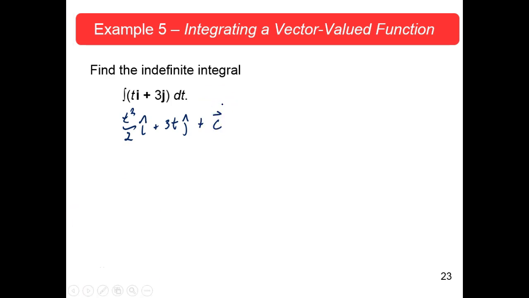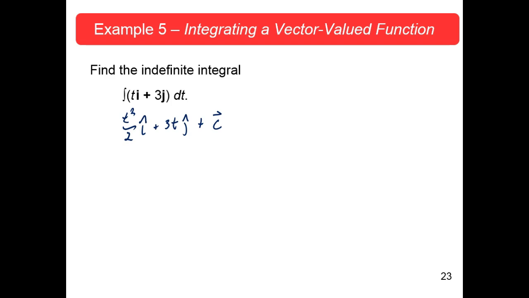And you could say c1 i plus c2 j or something like that, but it's just some constant vector c in 2 dimensions. It has an i component and a j component. So let's see if that's how they do it. They put a capital C. I don't know why. There's no real reason. But t squared over 2 i plus 3t j plus C. But C is a vector in 2 dimensions. All right?